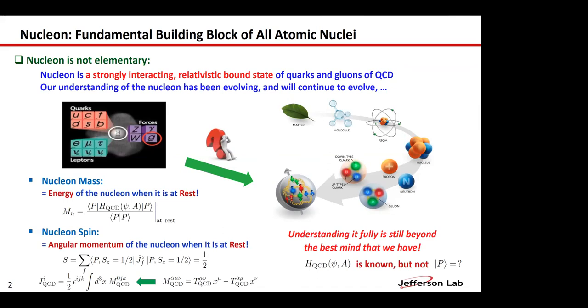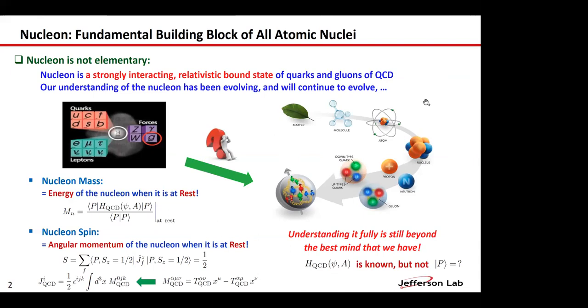For example, the nucleon has a mass, which is the energy of the nucleon when it is at rest. It is very well defined in QCD: you have a Hamiltonian, you sandwich it between the normalized nucleon state, and you get the mass. Similarly, the nucleon has a spin, the angular momentum of the nucleon when it is at rest. It sounds very simple and well defined, but unfortunately, understanding this is still beyond the best minds we have, because we do know the Hamiltonian, we do know the Lagrangian, but we don't know the state.